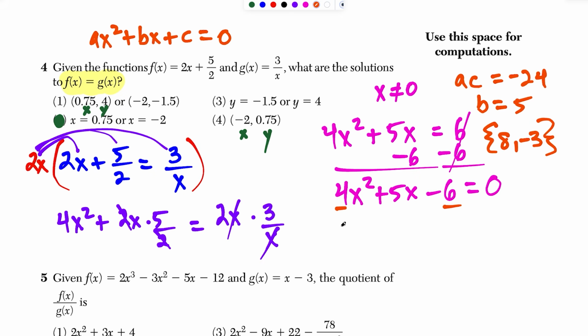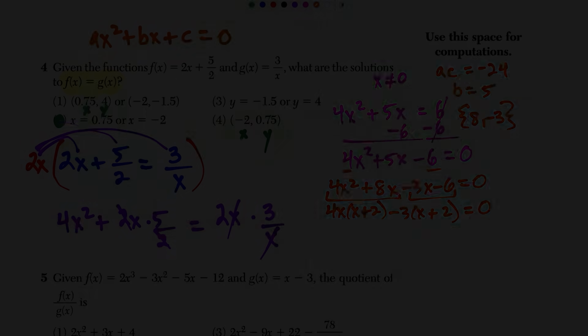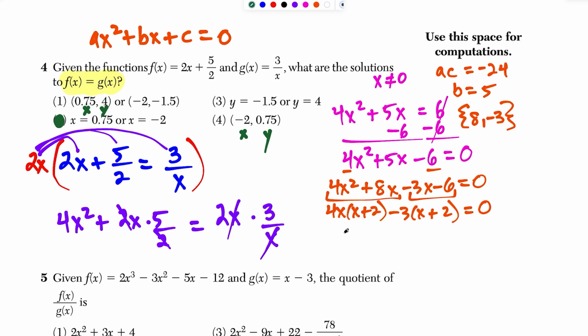So then what we do is we rewrite the middle term here as 4x squared plus 8x minus 3x and then minus 6 equals 0. And now we could factor by grouping. So we're going to take out the greatest common factor here, which is 4x, and then we have x plus 2. And then we take out a minus 3 and we're left with x plus 2. And this is all equal to 0. So we'll just shrink this down for space. And now I'm going to factor out the x plus 2, and we're left with 4x minus 3 in the second set of parentheses.